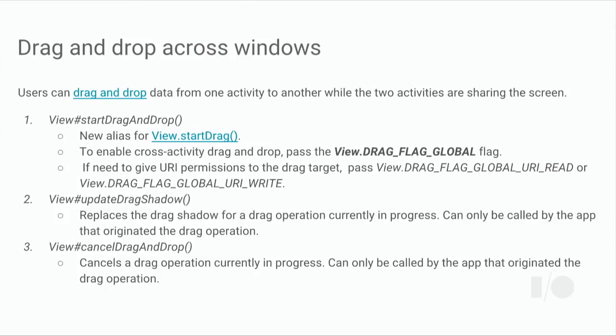A nice complementary feature to multi-window mode is the system-wide drag-and-drop API. With the Android drag-and-drop framework, you can allow activities to share data using the graphical drag-and-drop gesture. Some of the basic APIs for drag-and-drop include start drag-and-drop, update drag shadow, which is the thumbnail you see when you're actually dragging, and cancel drag-and-drop. Pretty cool API.